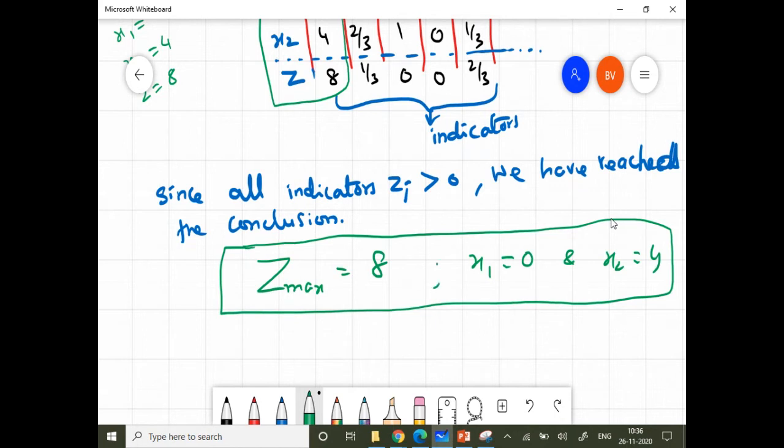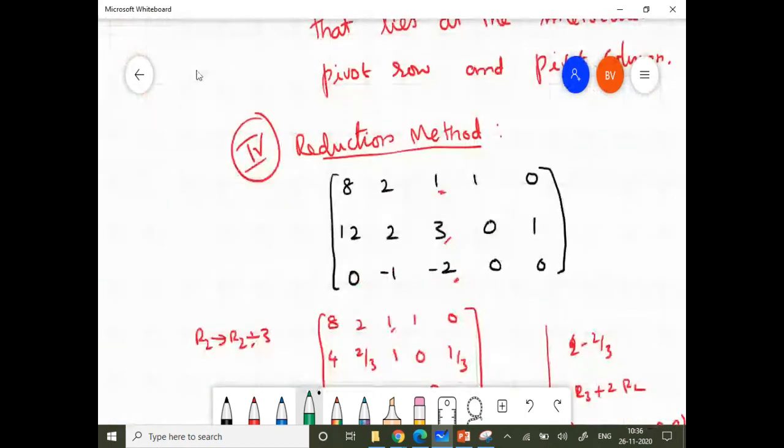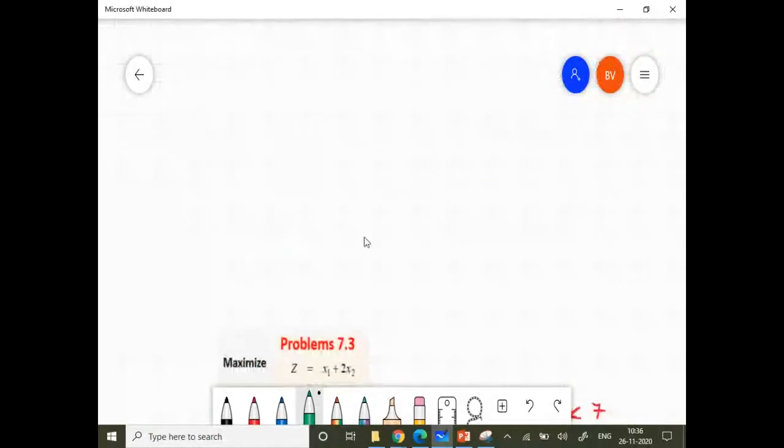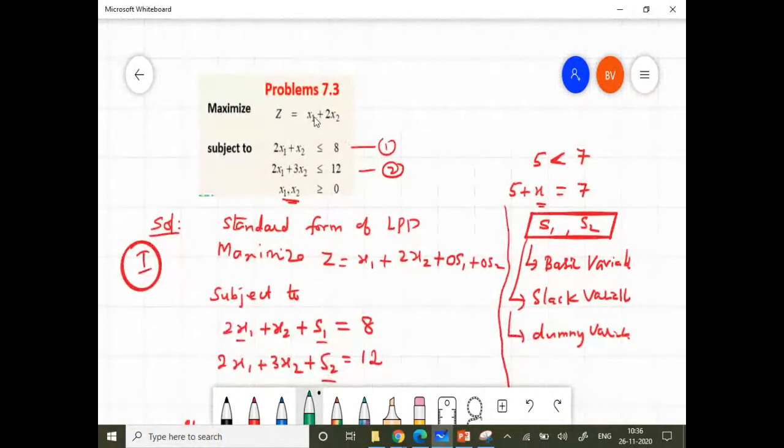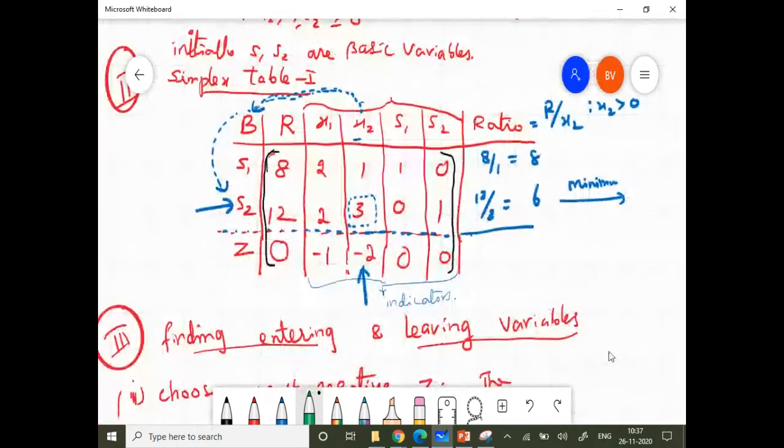Now go to the given problem and check by substitution of these values. x1 is 0, x2 is 4. Go to the given problem. This is it. Put x1 is 0, x2 is 4. 2 times x2 is 2 times 4, which is 8. Z is 8. Z is the maximum value of that objective function, under the given conditions, right? That's the end of this problem.